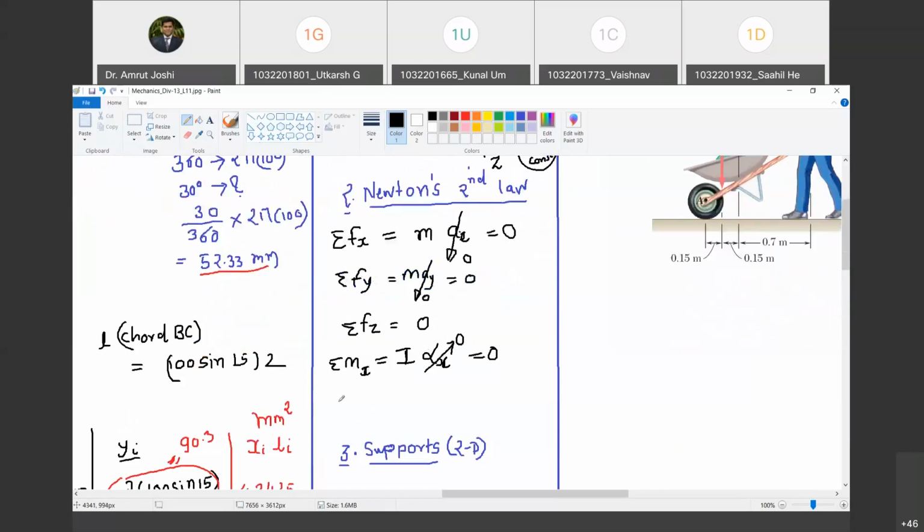Happy? Yes. So summation moment about y-axis is 0 and summation moment about z-axis is 0. These 6 are the equations of equilibrium. Happy? Yes. So in equilibrium, the moments and forces are generally balanced. That is the consequence. It is not the definition.